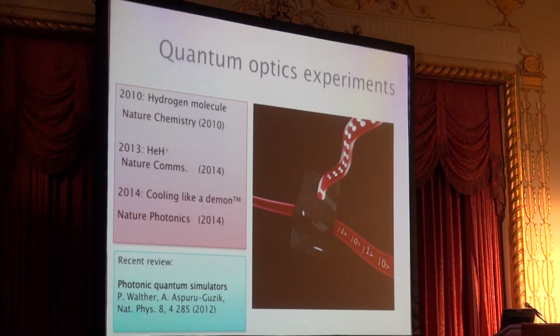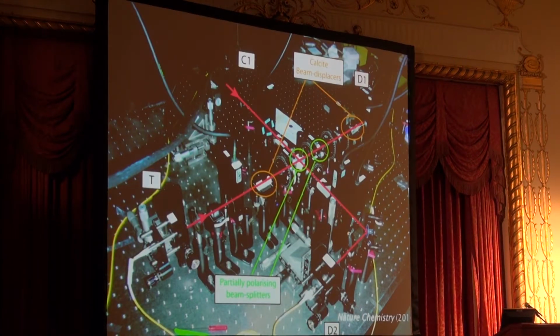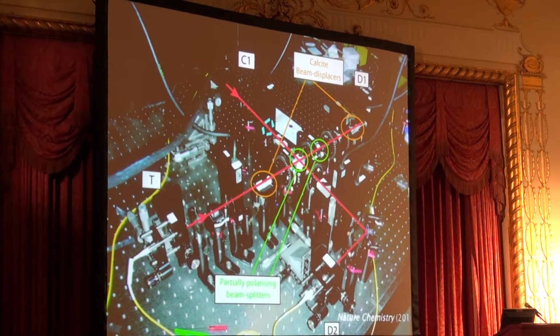Then 4 years later with Jeremy O'Brien at Bristol, we did the helium hydride plus ion. It went from a 2x2 Hamiltonian, which is the most expensive way you can diagonalize it here, to a 4x4 Hamiltonian. I'm not going to have time to tell you, but we also have an algorithm in quantum optics that we like to call cooling like a demon, which just appeared in Nature Photonics, that allows you to prepare states. So this is some of the things that we've done in quantum optics related to this, and there's a review here.